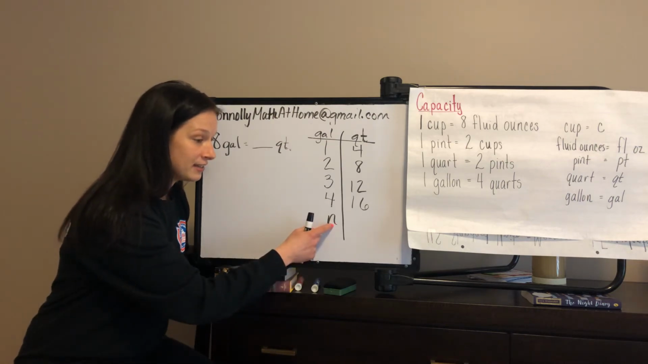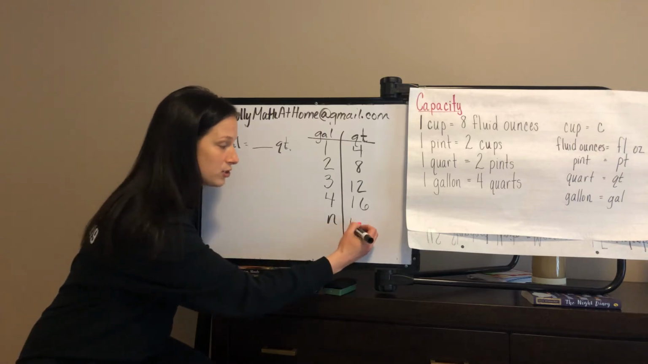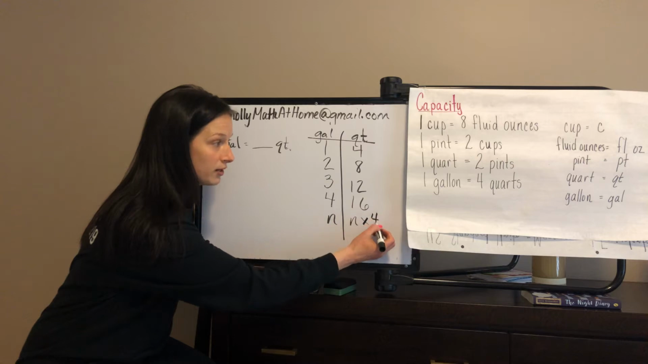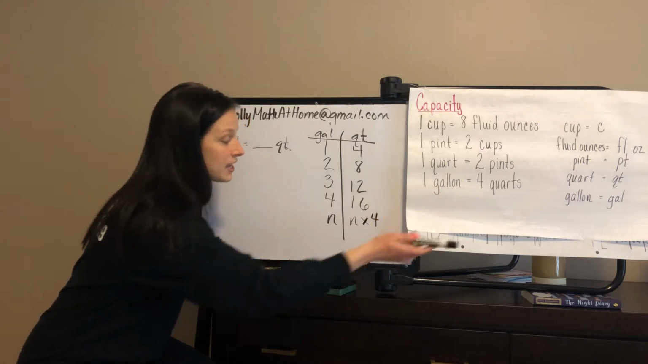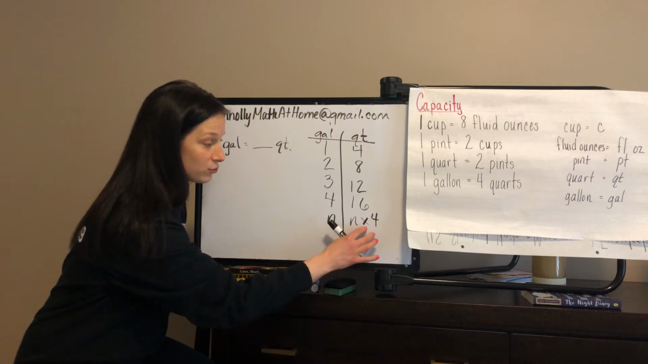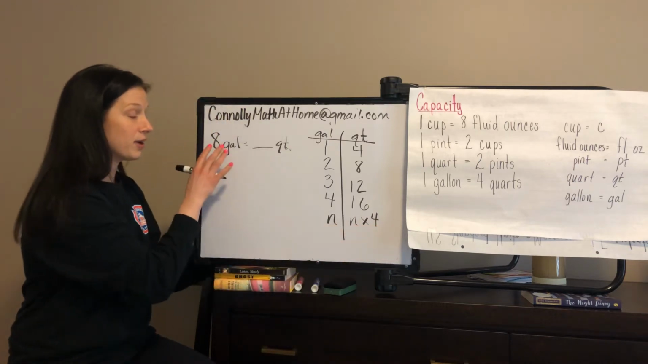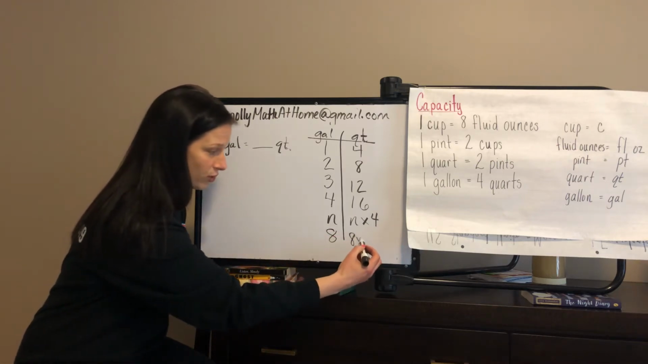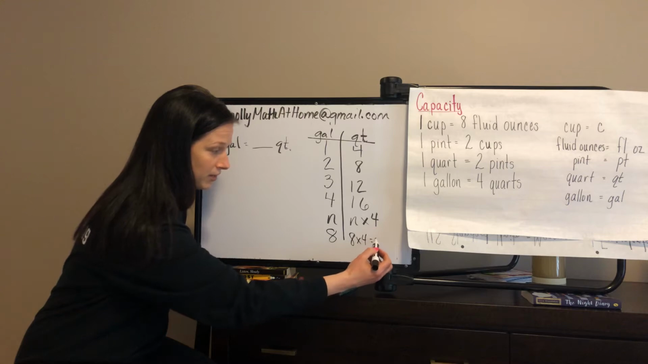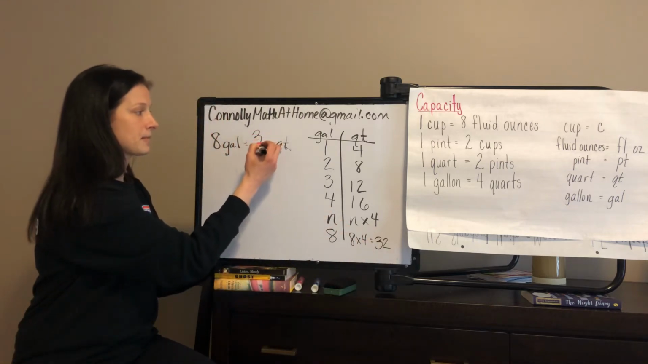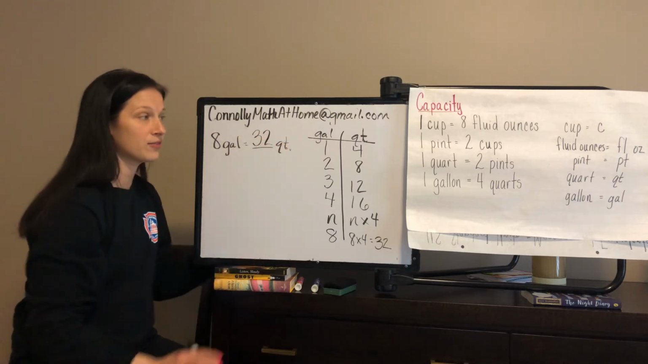If I have n standing for any number, what do I do to any number every time? I'm going to multiply it by 4, because there's 4 quarts in each gallon. So the number of gallons is that many groups of 4 quarts. When we're thinking about 8 gallons, it would be 8 groups of 4 quarts. So we would have 32 quarts. And that's how we might figure that out.